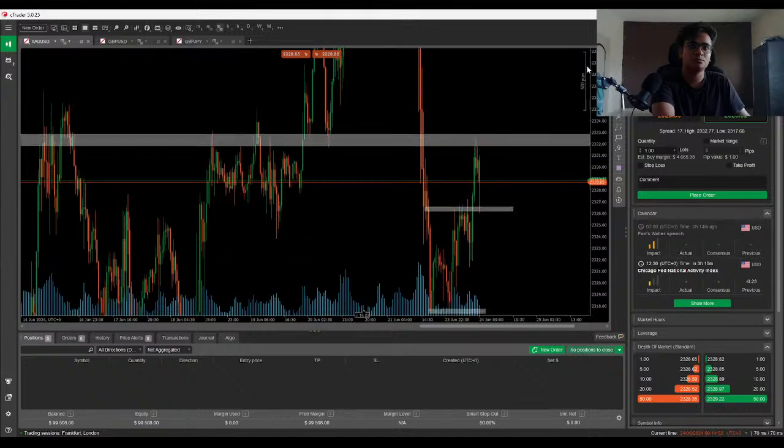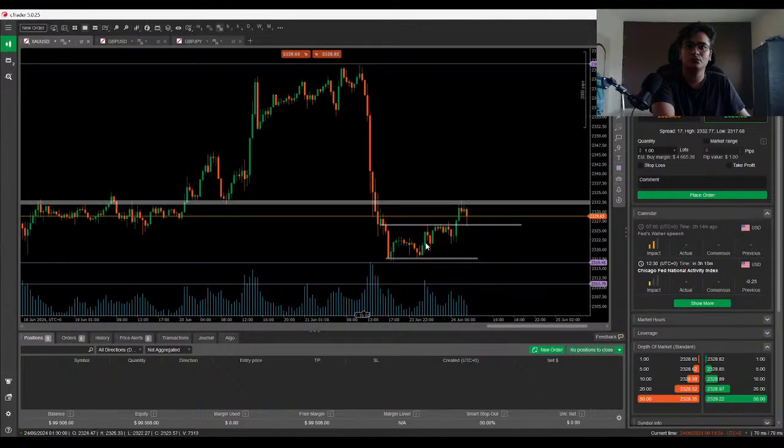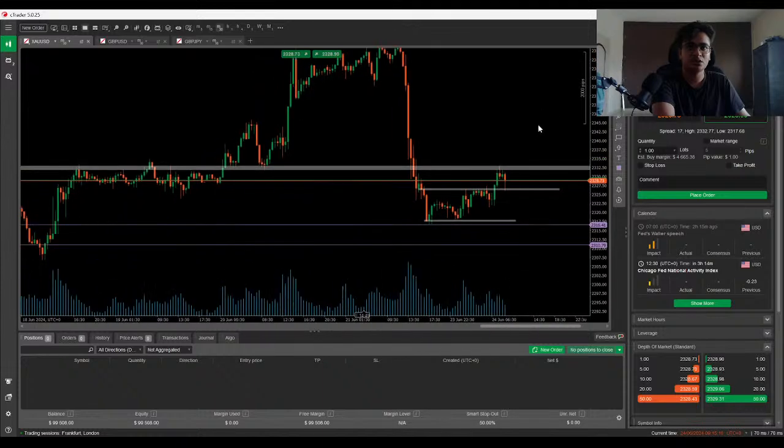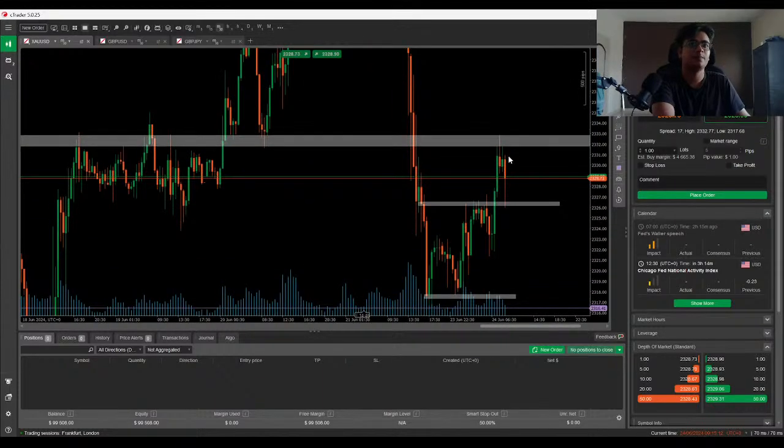a small uptrend. Here we had a low, price retested that low, didn't break it, retested, then made a new high, still respecting the lows at the same time. Now it's making a new high and retesting the previous resistance. So that gives us a confirmation that price is in an uptrend on the 30-minute time frame.